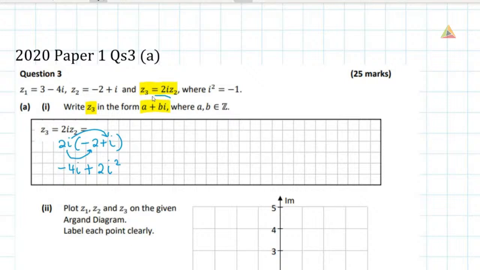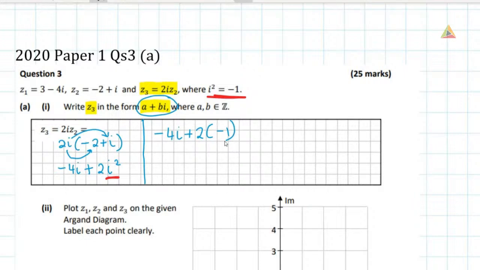But this isn't in the form of a plus bi. So when I want it in the form of a plus bi, I'm going to have a real part and an imaginary part that just has an i. So what we need to use is the fact that i squared is equal to -1. And we're going to use a substitution. So in this sum that we've worked out, we have an i squared, and we're going to replace that with our -1. So that means that we're going to rewrite this answer, and we're going to say -4i plus 2 times -1. So that's our substitution. Everywhere we have an i squared, we're going to put in a -1 instead.